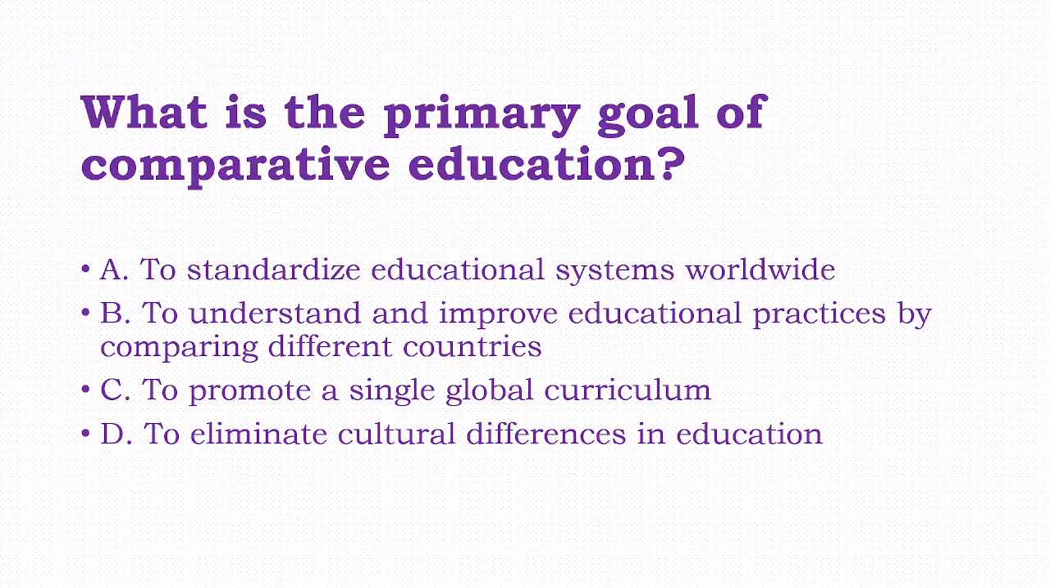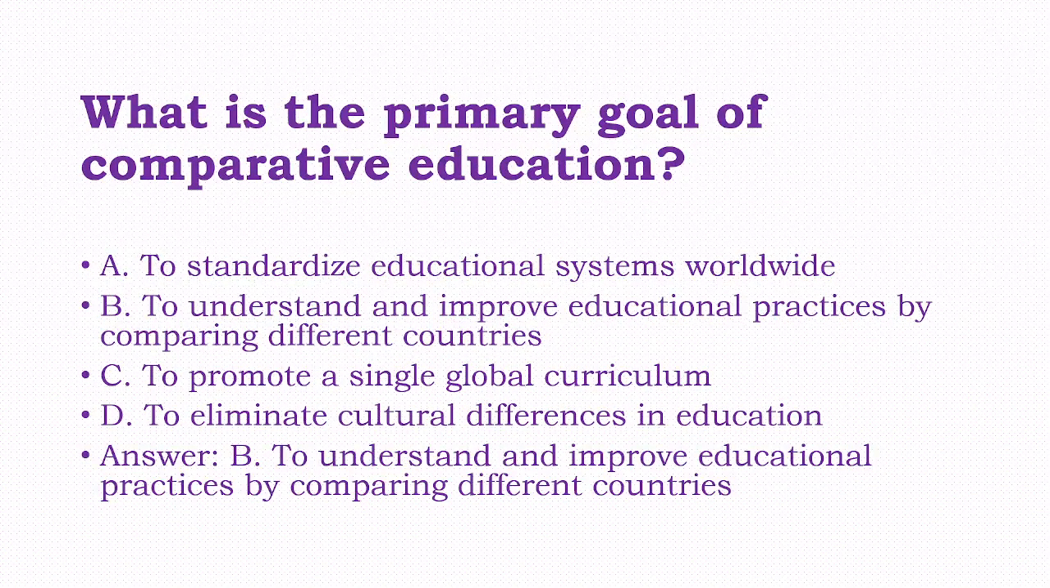Next, what is the primary goal of comparative education? Options: to standardize educational system worldwide, to understand and improve educational practices by comparing different countries, to promote a single global curriculum, to eliminate cultural differences in education. Answer of this question is option B, that is to understand and improve educational practices by comparing different countries.